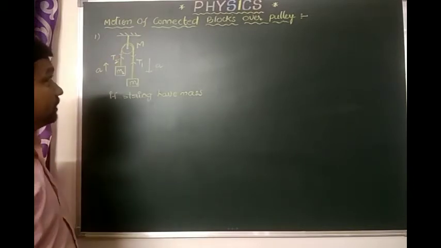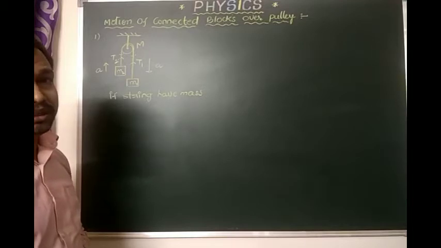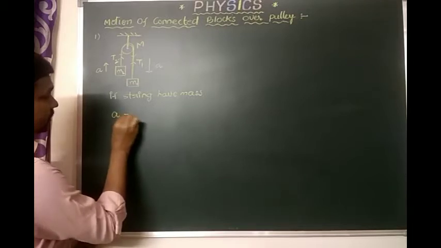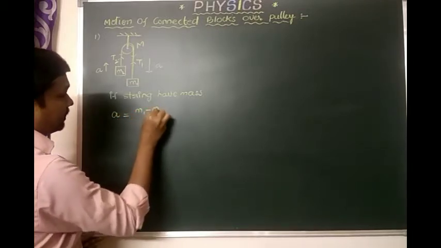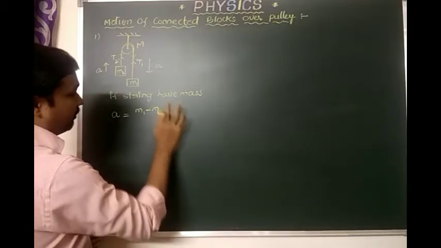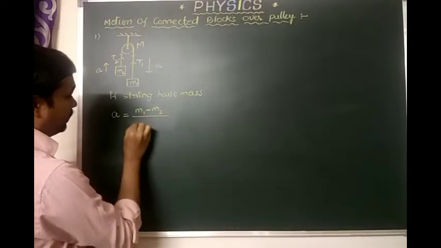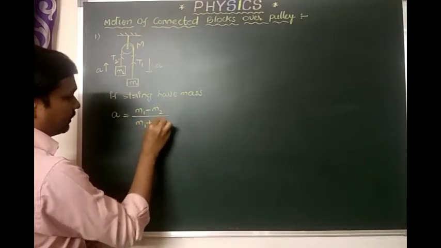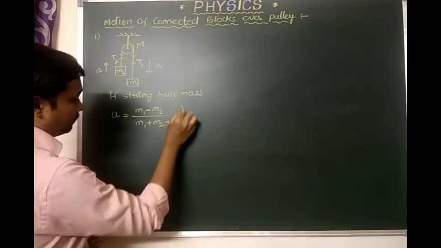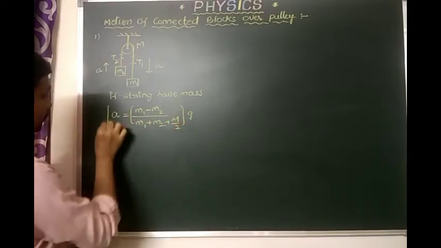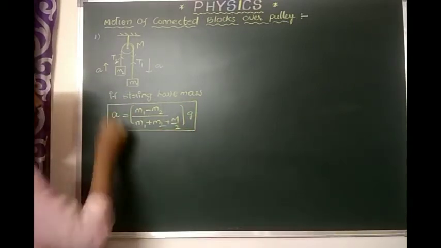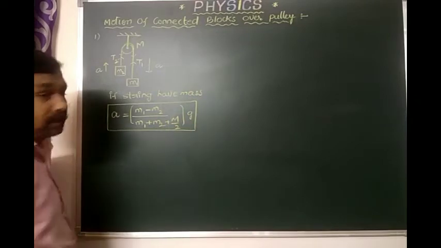Here, what happened to the mass of the system? According to the center of mass, the string's mass becomes m by 2. So what will be the acceleration? Acceleration a equals, directly I am writing, m1 minus m2 divided by the total mass of the system, m1 plus m2 plus m by 2, into g. This is the formula for acceleration, if the string has mass.